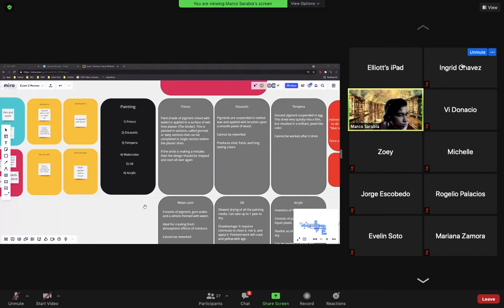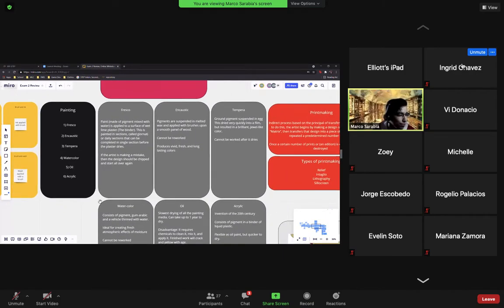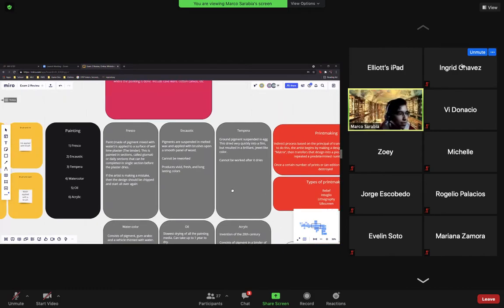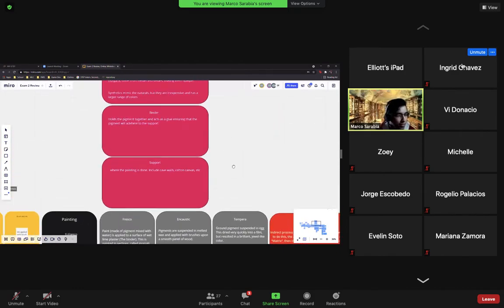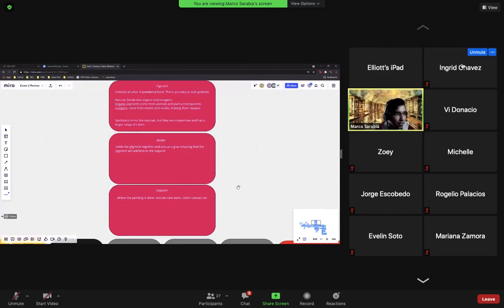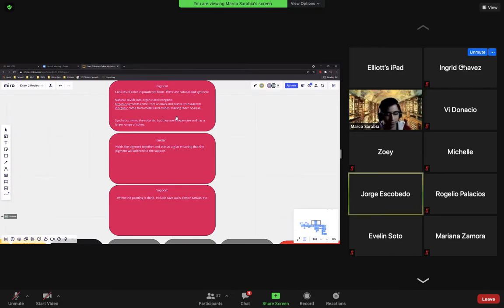Now let's go to painting. This one is one of the most tedious ones because there's a lot to cover. Now, there are 3 definitions that we need to cover before actually seeing it. Pigment, binder, and support. Jorge, would you like to read this section? Yes, let me just find it real quick. Yeah, of course. All right, cool.